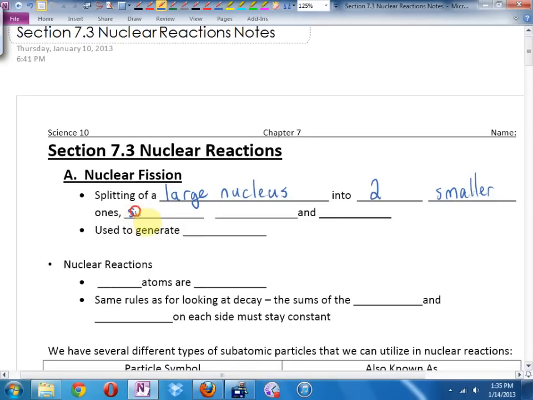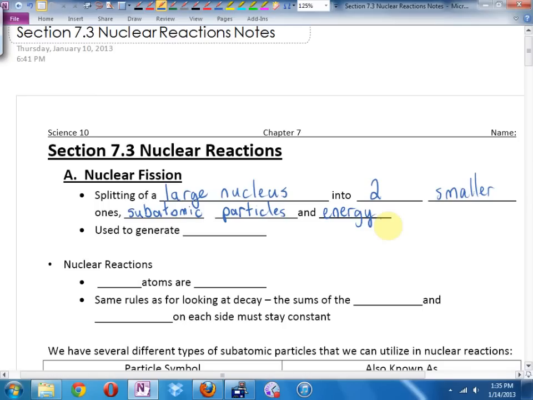And then you also have some subatomic particles, protons or neutrons or electrons or some of the weird ones that we don't talk about here in Science 10. Oh, and here's the key. You get a third product, energy.